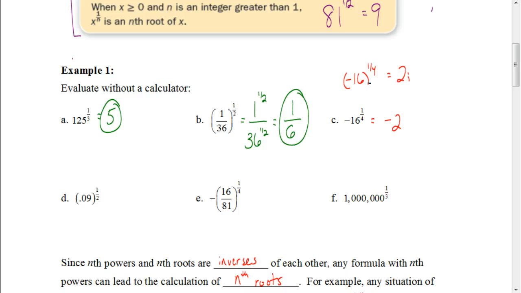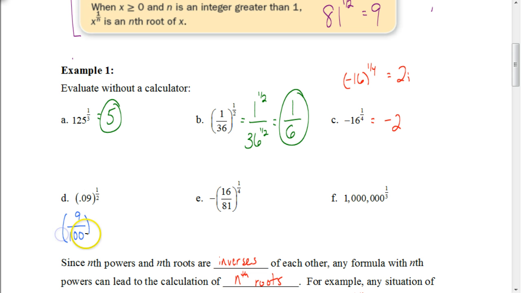Let's look at letter D. That one's also a little tricky. It's 0.09 to the 1/2 power. That does not mean we just take, well, the square root of 9 is 3, so my answer must be 0.03. That would actually be wrong. Here's the way we need to look at it. This 9 is in the hundredths place, so I'm going to write this as 9 over 100. If I had 0.092, that would be in the thousandths place, so I'd have 92 over 1,000, and so on. But this would be 9 over 100.